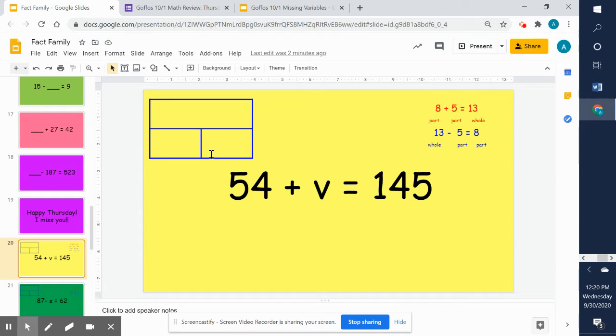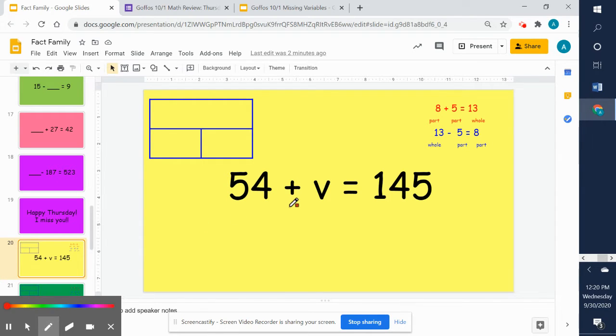So here we have 54 plus V equals 145. I have my box up here, and I also have a reminder over here that for addition, we have part plus part equals whole. So the whole is your big number. And with subtraction, you always start with your biggest number. So again, that's your whole number, and then minus part equals part.